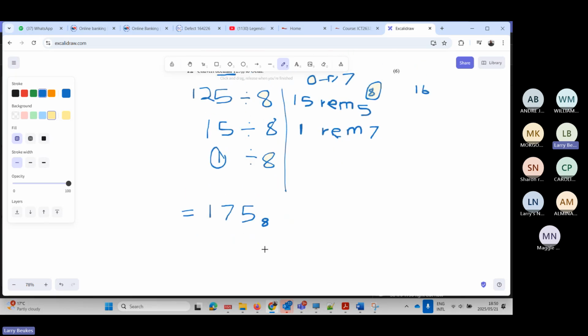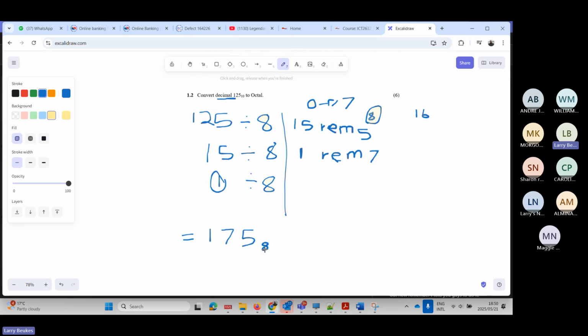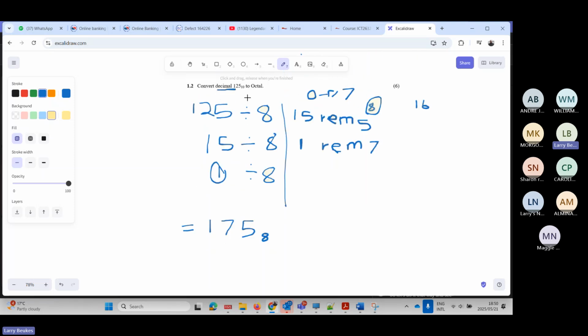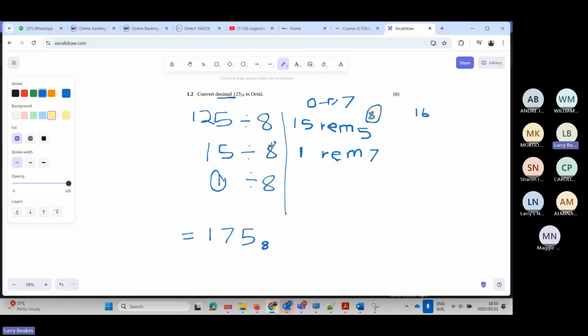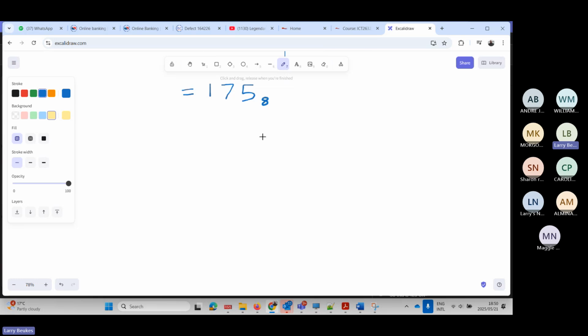But now remember, I taught you guys to do it the binary way, sorry, not the decimal way. So to convert from decimal first to binary, then from binary to grouping in threes, and then from grouping in threes, you will have your answer. So let's do it that way and see if we get the same answer, right? So this is 125, okay, 125.